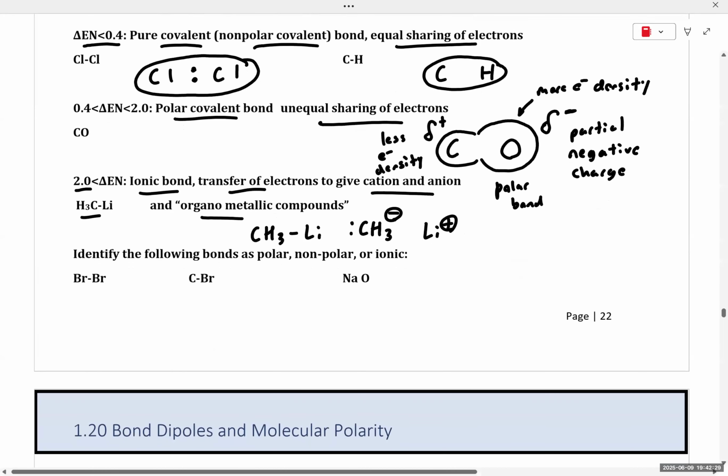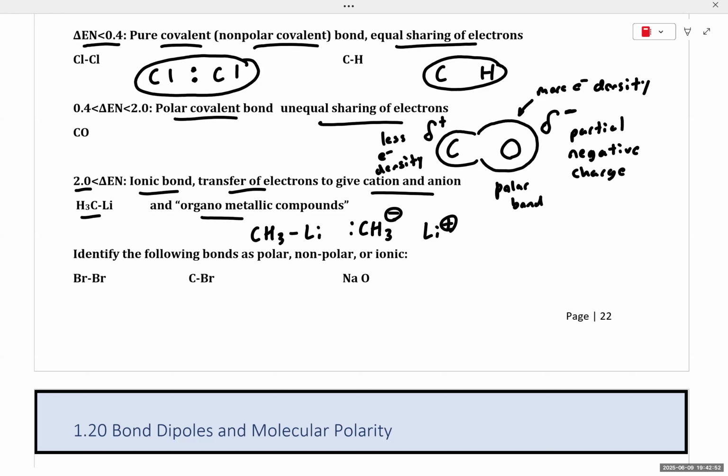So, to this end, we have an exercise where we're going to identify the following bonds as polar, nonpolar, or ionic. So in this case, we have a set of 3 bonds. So let's take a look at those examples. So I'd like you to pause the video at this time, work through these examples, and then we'll discuss momentarily.